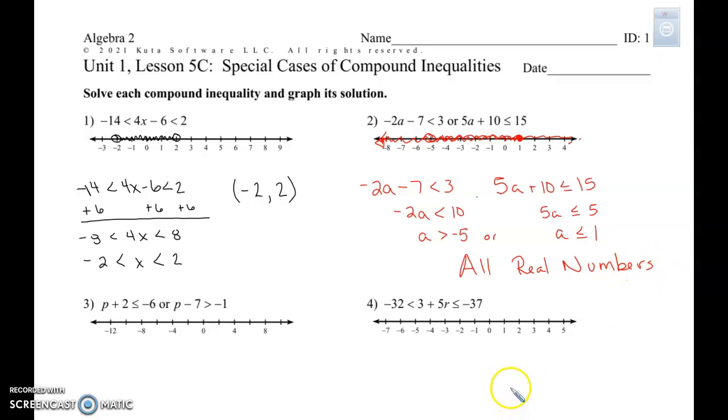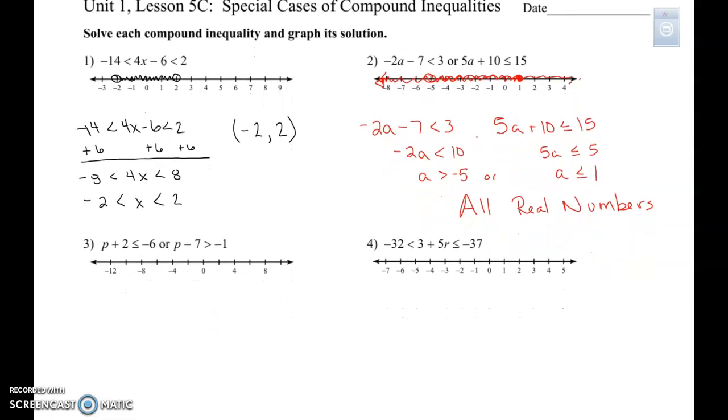Okay, let's go ahead and take a look at number 3. So number 3, again, it's an or. So when we go to actually graph this, it should go out from each other. So you should have one going out and one going out. And if it doesn't, then that technically will be a special case.